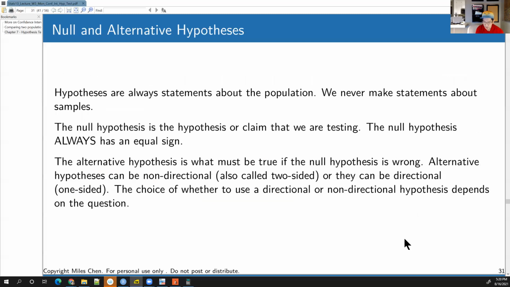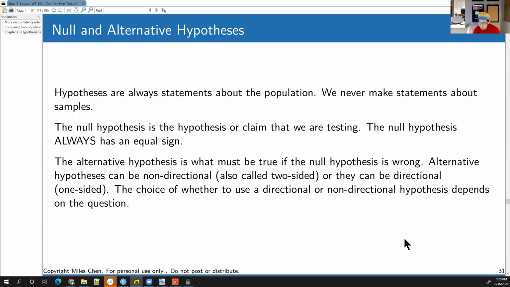Okay. When we write our hypotheses, it's important to remember that hypotheses are always statements about the population. Okay. We never make statements or hypotheses about samples. So our hypothesis will never say something about the sample mean is this or that. It's always going to be about the population. Okay. And the null hypothesis is always the hypothesis that you are testing. And the null hypothesis will always have an equal sign, always have an equal sign.